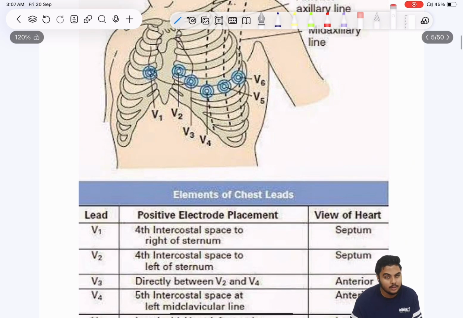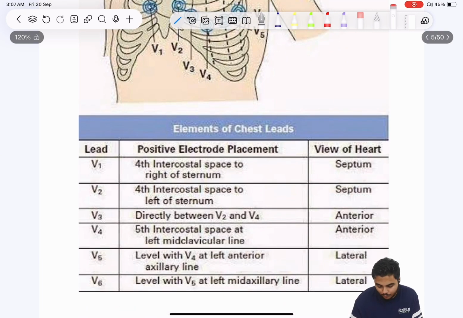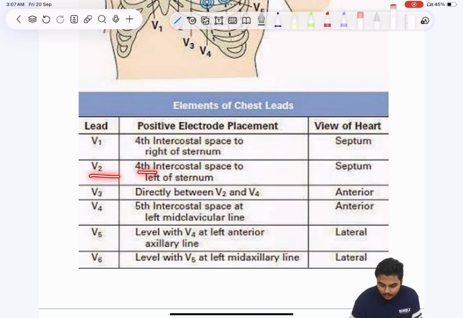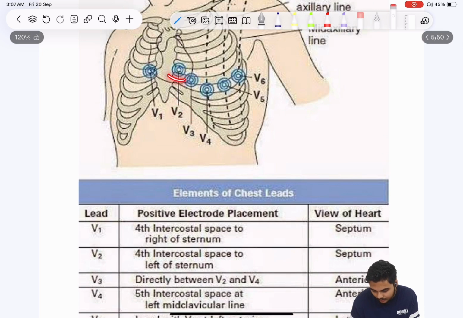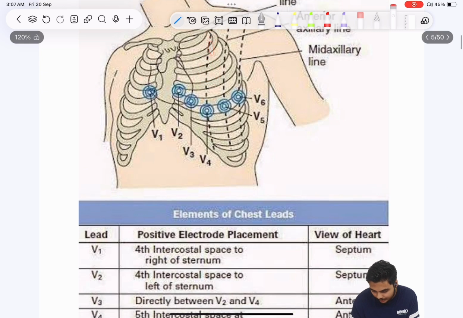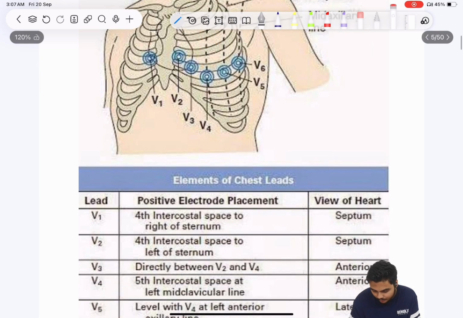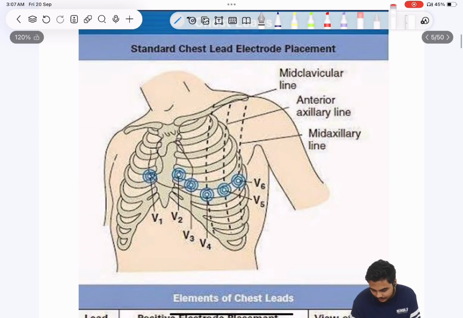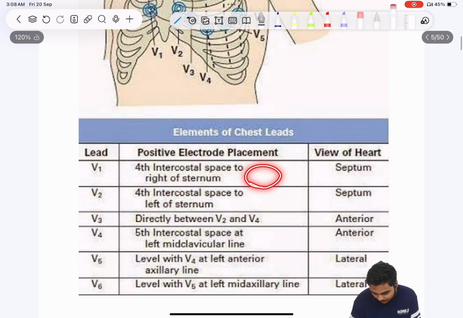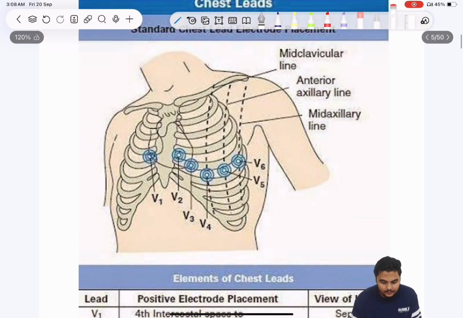The rest of all leads are placed on the left side of the sternum, right? So here you can see the placement of all these electrodes. V2 is placed in the fourth intercostal space on the left of the sternum. V4 is placed in the fifth intercostal space, right? So V2 you can see here in the fourth intercostal space, just left of the sternum, and V4 in the fifth intercostal space in the mid clavicular line, right? And V3 is between V2 and V4. Now V5 is in the anterior axillary line, left anterior axillary line, as you can see here. V5 is placed on the left anterior axillary line, and V6 along the mid axillary line, right?